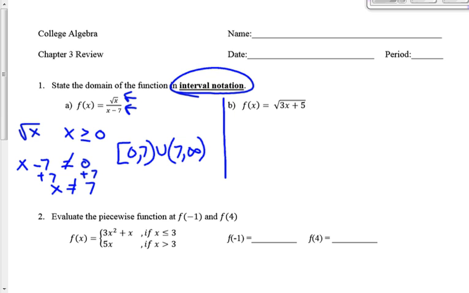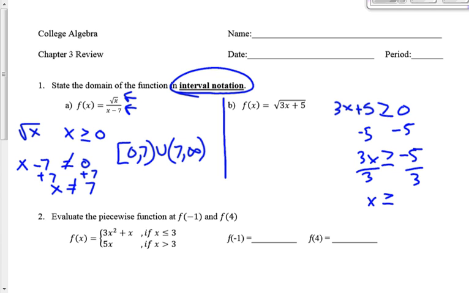For part B, there's only one expression here. Because it's under a radical, we're going to set 3x plus 5 to be greater than or equal to 0. When we solve this, we get 3x has to be greater than or equal to negative 5, and then we divide by 3, and x has to be greater than or equal to negative 5/3. So in interval notation, we start at negative 5/3. It's a bracket, and we're going to continue on to infinity.